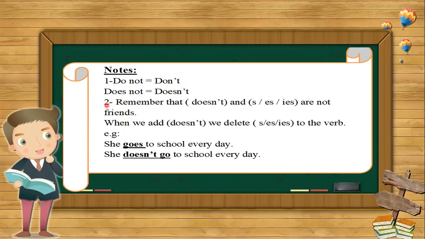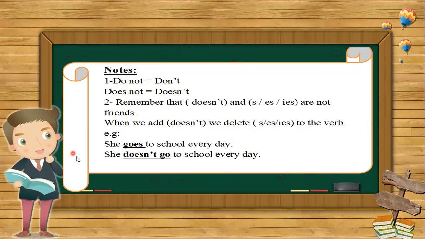Number two, remember that doesn't and s, es, ies are not friends. Like I told you, I can't put doesn't and put s on the verb. No, we don't do this. After don't or doesn't, I put the verb stem. When we add doesn't, we take away s, es, ies, and we return the verb back to its normal form.